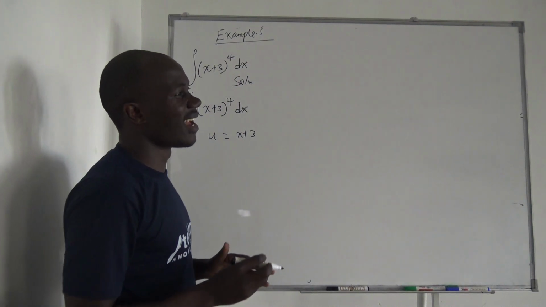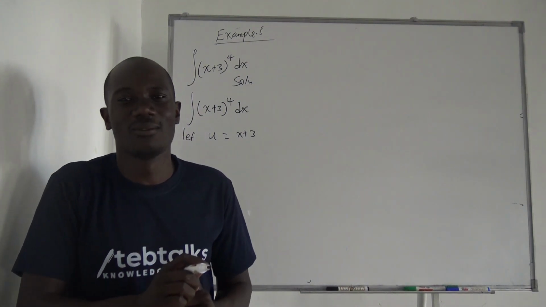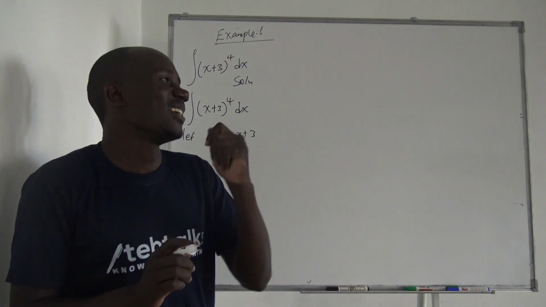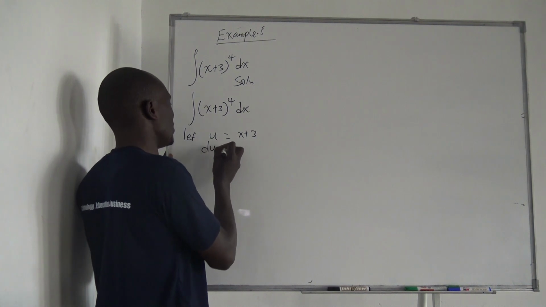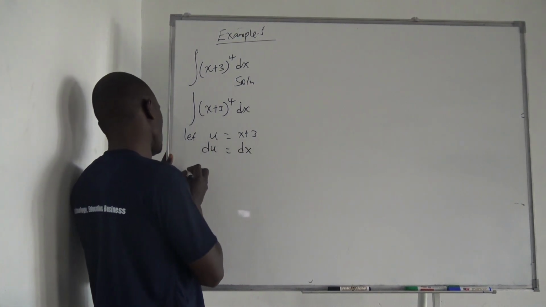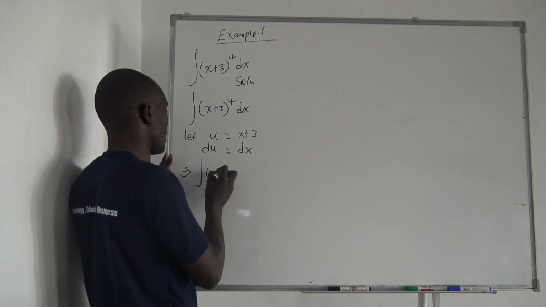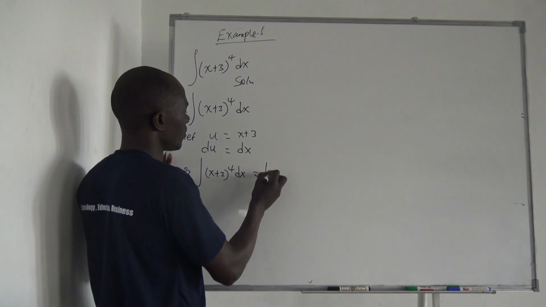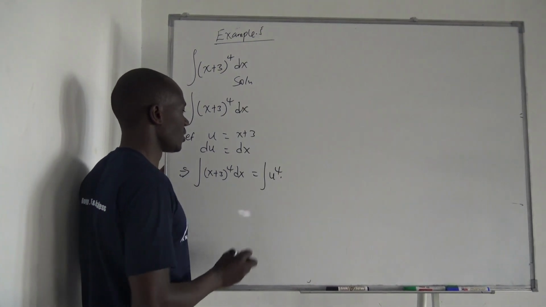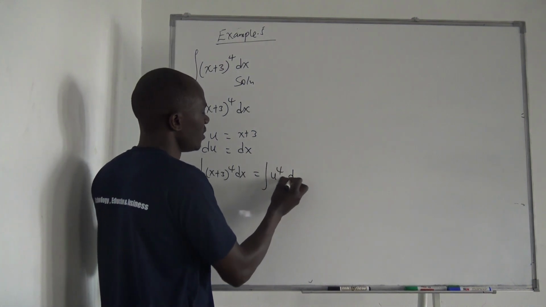So go ahead and differentiate that function given to you with respect to x. So can we proceed? When you differentiate this u, you get du equals dx. So this implies that the integral of (x + 3)^4 dx is the same as the integral of u^4 times, where there is a dx, our dx has now changed in terms of du.